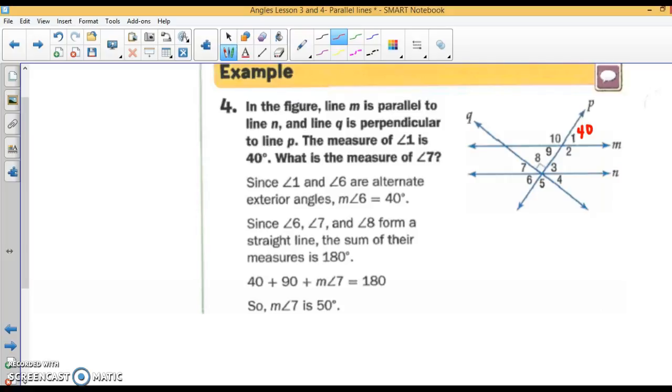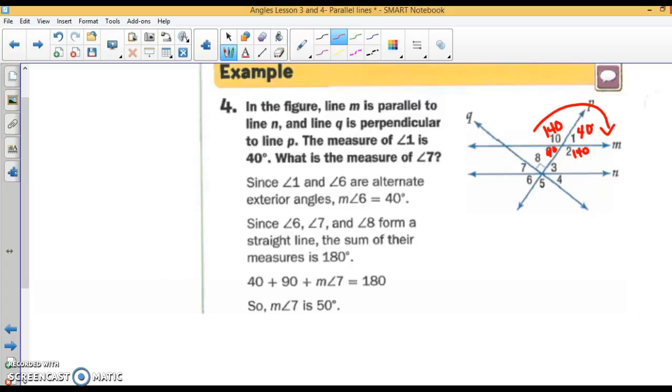Now, I'm going to fill in all the angles. These angle problems are kind of like a puzzle. You work one angle at a time. So, if angle 1 is 40, angle 9 is also going to be 40 because they are vertical. These two angles right here form a linear pair. So if this is 40, this needs to be 140 because they are supplementary. They add up to 180. That means angle 2 is also 140.